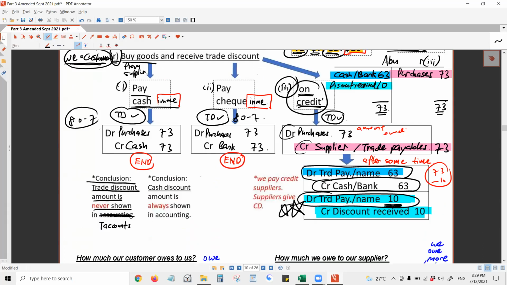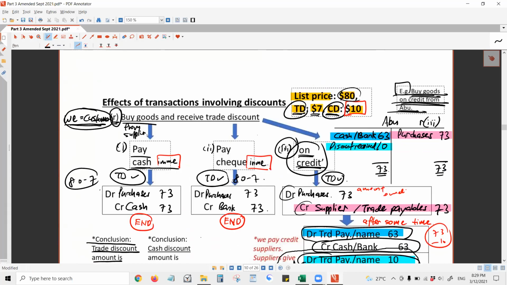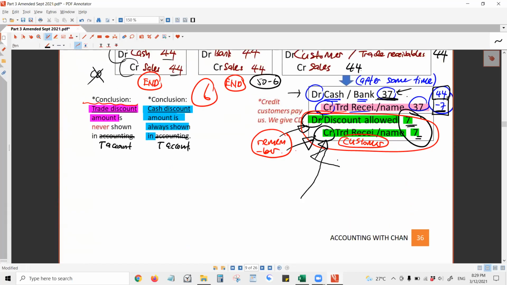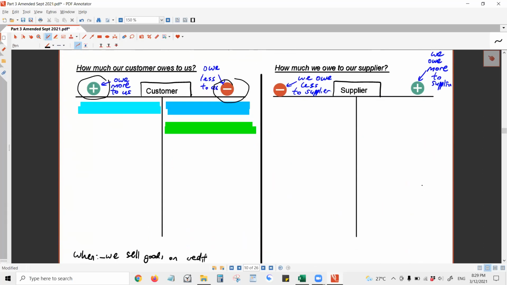Let me repeat. For me, I don't have to remember the double entries for the cash discount. I use another way, meaning I just have to remember where the plus and minus signs are in a customer account. When you give cash discount to the customer, it's going to make the customer owe less to us, right? Therefore, it's going to appear here. After you have allowed them to take cash discount, it makes the customer owe less to us. Therefore, it will appear here.